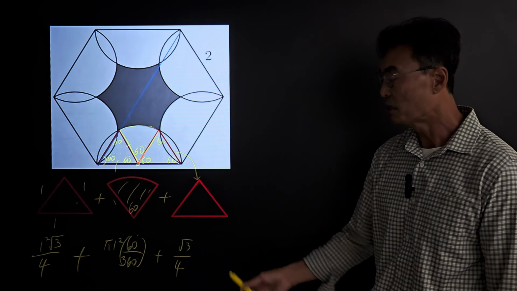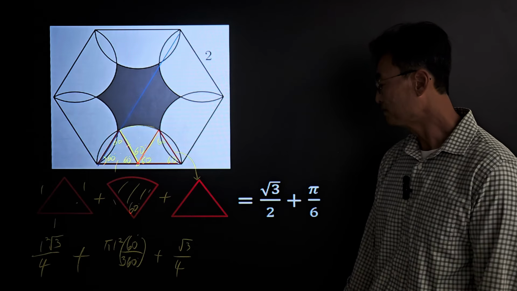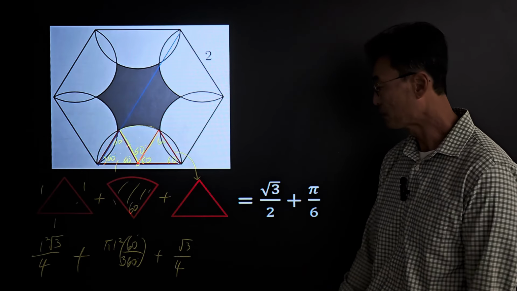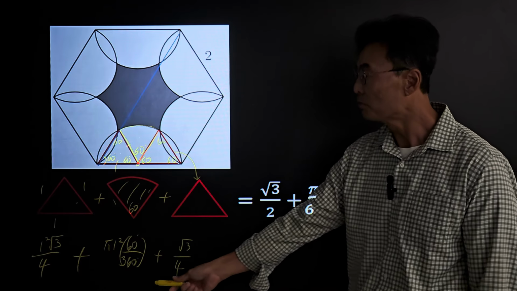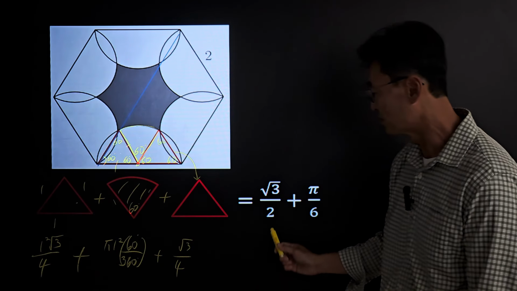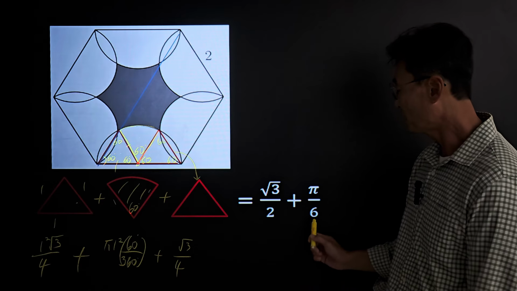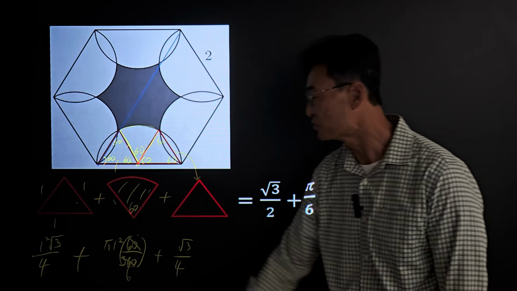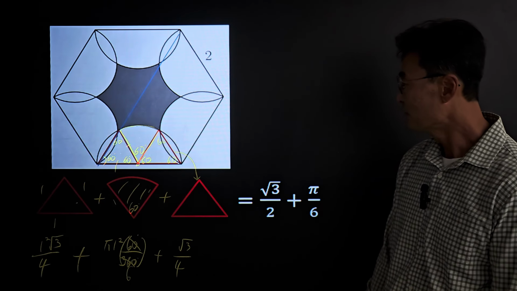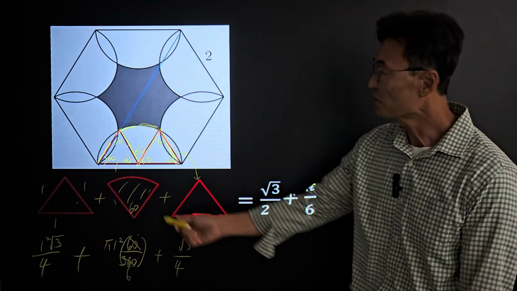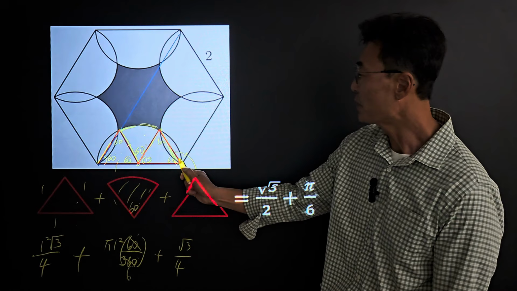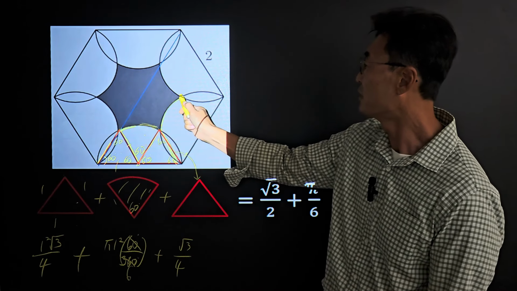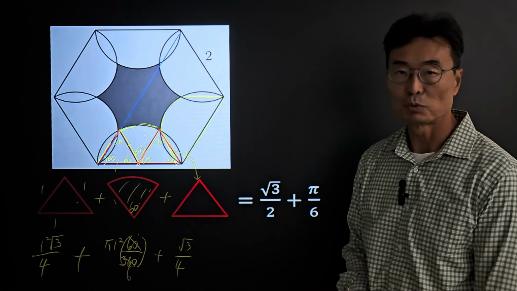And if we add these all up and simplify, we end up getting root 3 over 2, because root 3 over 4 plus root 3 over 4 gives us root 3 over 2, plus the pi over 6, because the 60 and the 360 reduces to 1 over 6. So there you go. Now notice that we have that exact same shape over here as well.